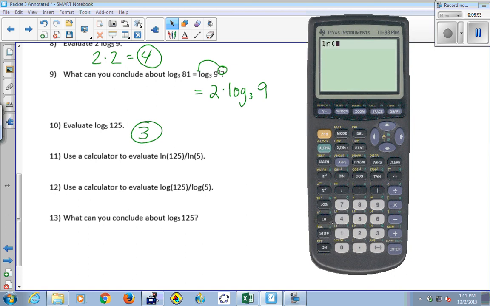So I've got the ln of 125 divided by the ln of 5. Oh my gosh, I get 3. Same answer I got when I did log base 5 of 125. So let's use the calculator again. This time I'm going to use the common log. Log of 125 divided by the log of 5. Three again.